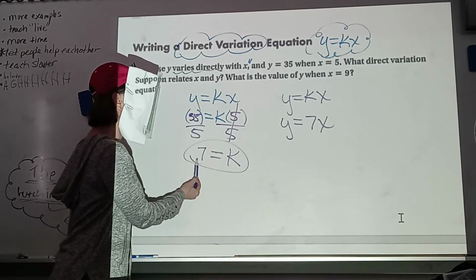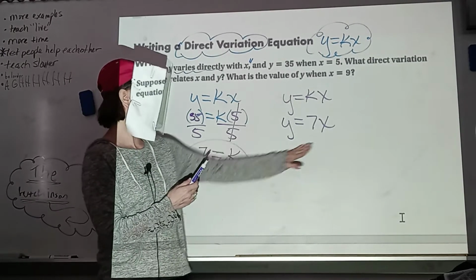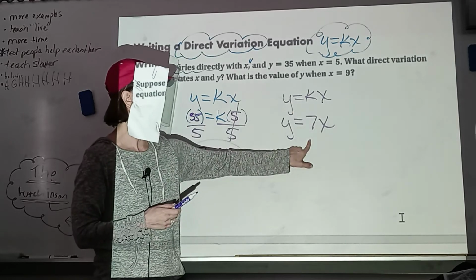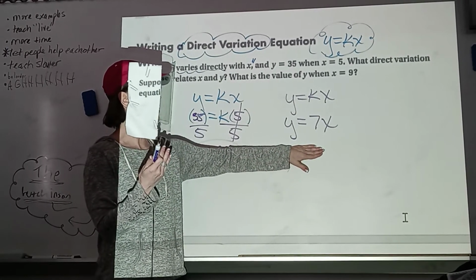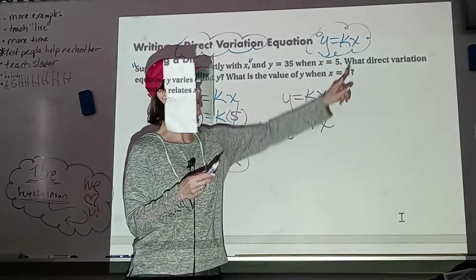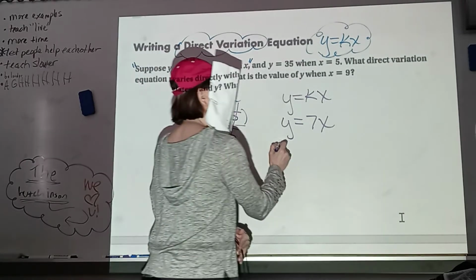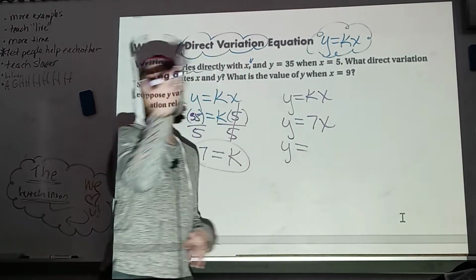We solved for k, and we got 7. So now we put our 7 in for k. This is our direct variation equation. And now the question says, what is the value of y when x is equal to 9? Well, once again, it's just substitution because y is equal to whatever the result of this is.